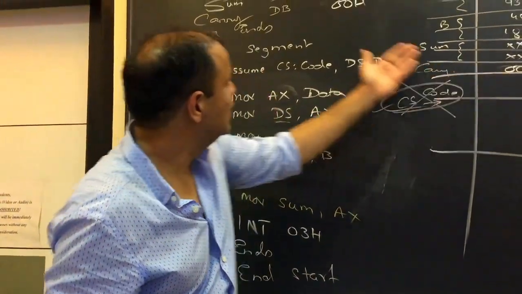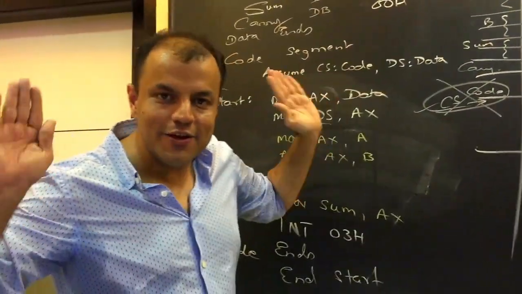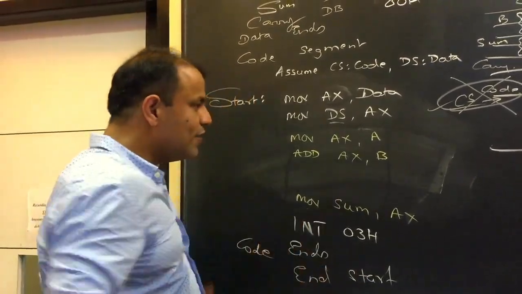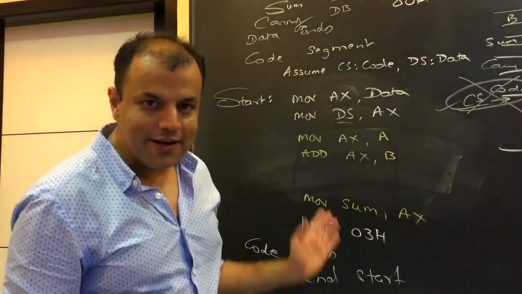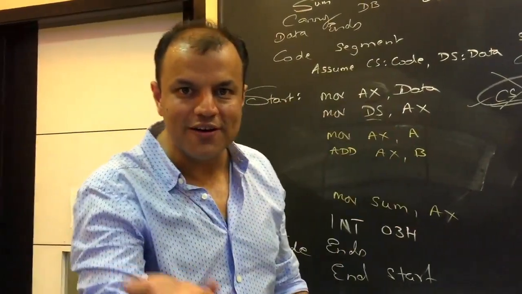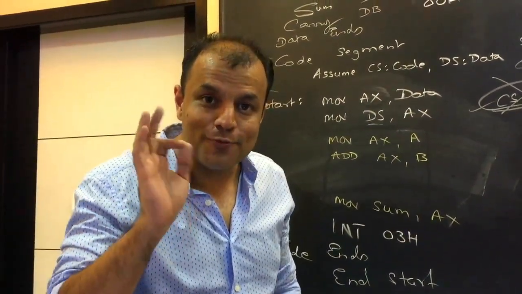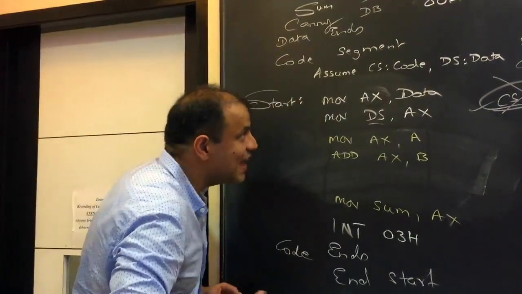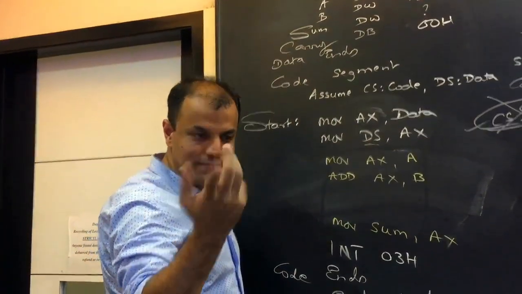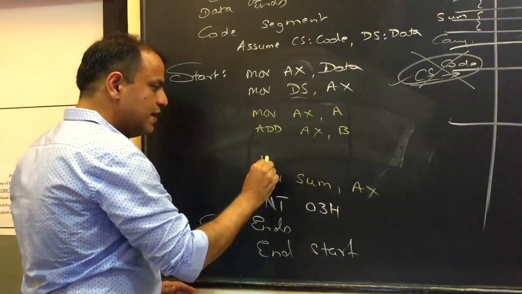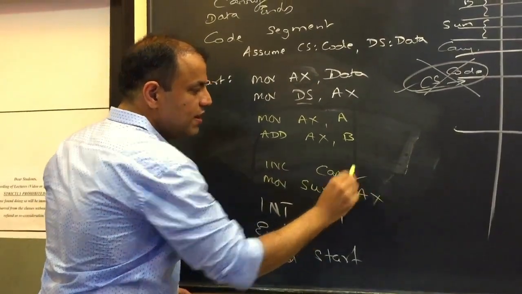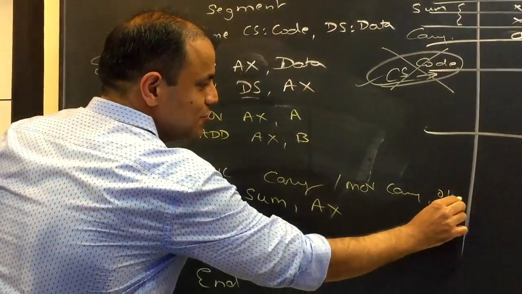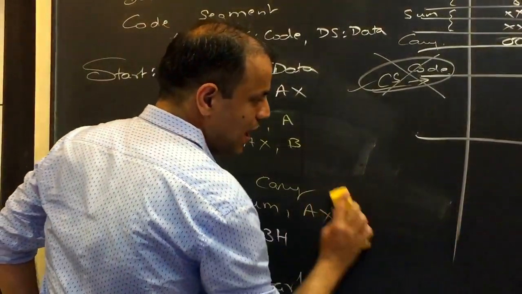What have I assumed? There is no carry. So if there is no carry, after this addition, my program is already working. Magic. I didn't have to take care of that no carry case. I only have to take care of 1 case now. Which case? If there is a carry. Now if there is a carry, carry should become 1. How do you make carry 1? Increment carry. You can either write increment carry or you can write move carry variable comma 01h, whatever you prefer. Both of them are the same, however you want to write it.